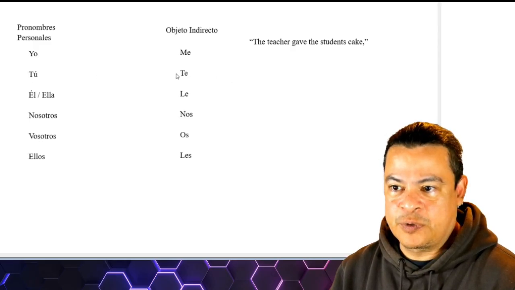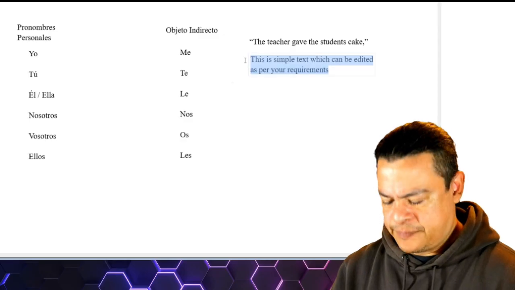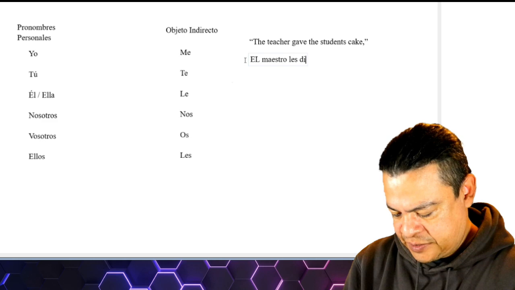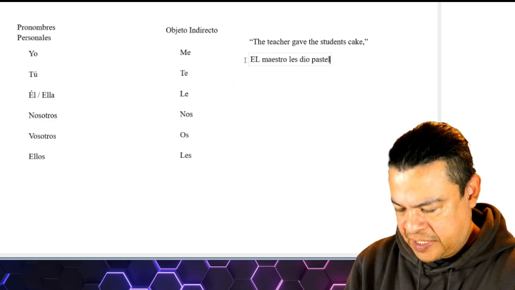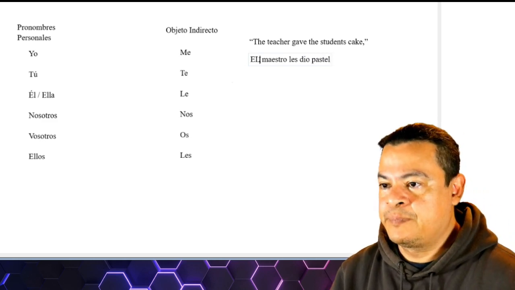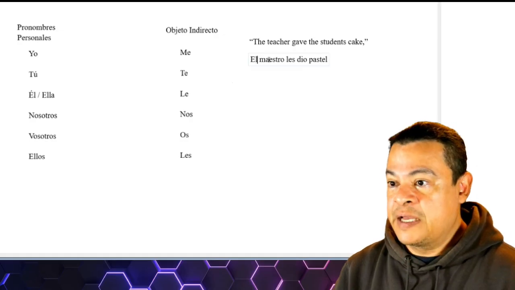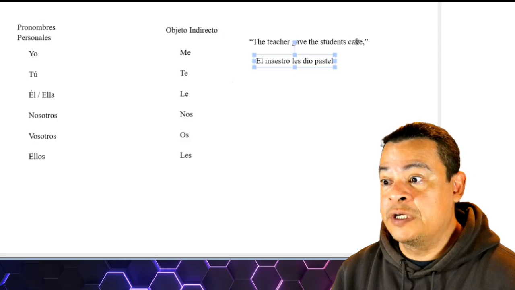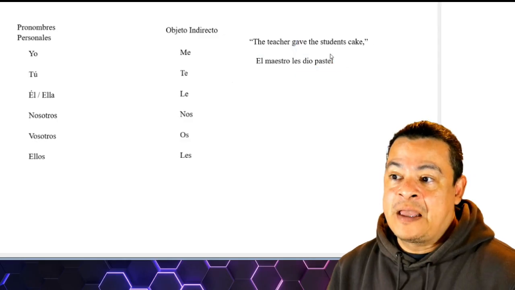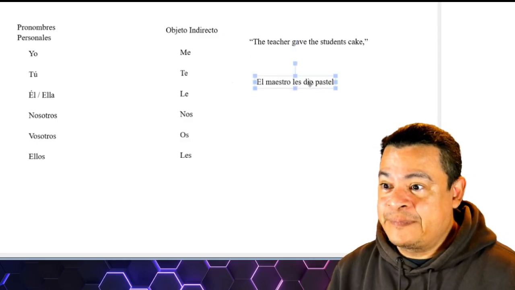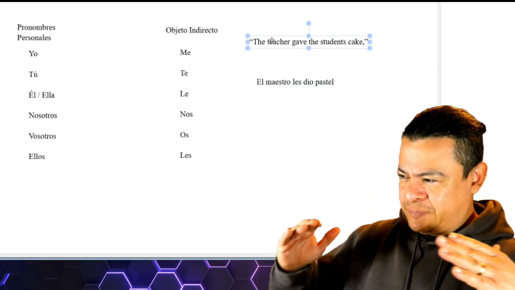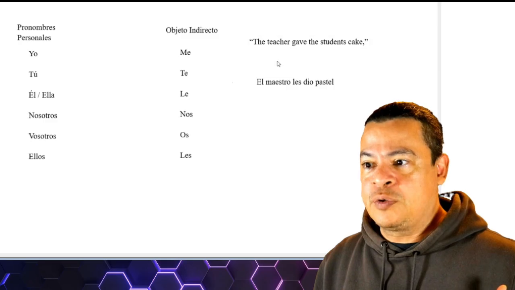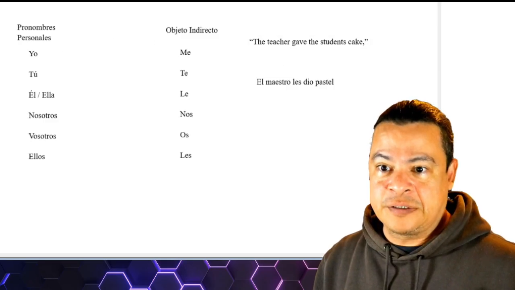Entonces, lo vamos a volver a hacer. We're going to do it again in Spanish. El maestro les dio pastel, meaning the teacher gave the students cake. So, in this case, in English, I'm going to try to go step by step. The teacher gave the students cake, so you can substitute it with something else.